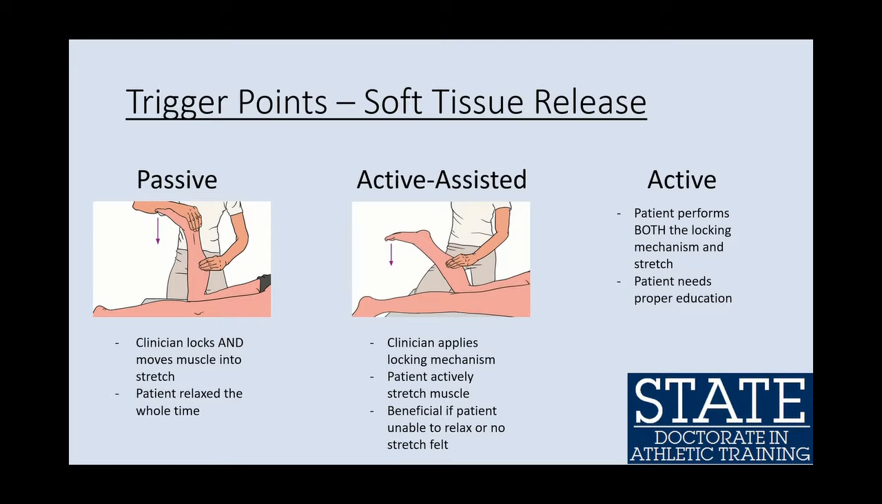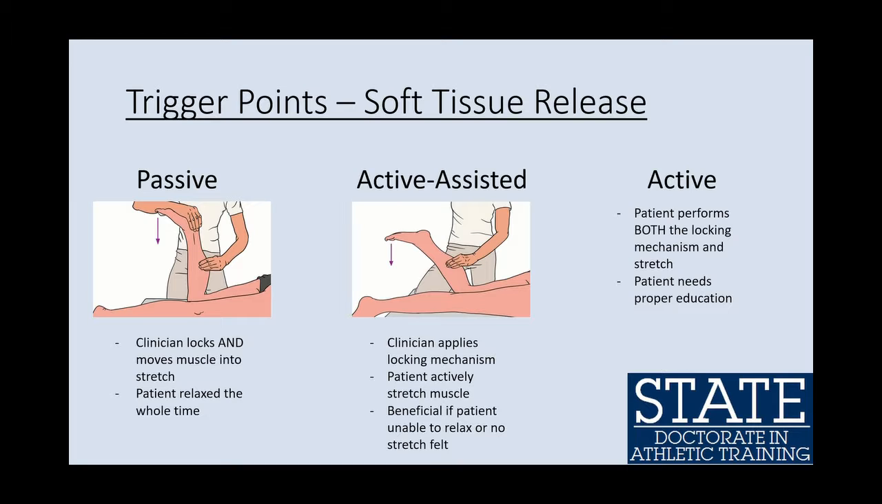With soft tissue release, there are three basic types. Passive soft tissue release is when the clinician locks a certain area of the muscle in place while the muscle is shortened, and then, with the locking mechanism in place, the clinician also moves that muscle into a stretch themselves. So the clinician is doing it the whole time. This is pretty beneficial when you need the patient to be relaxed the whole time. And it's beneficial for the patient because they don't need to be educated on how to do this. They could just lay there, relax, and somebody does it for them.